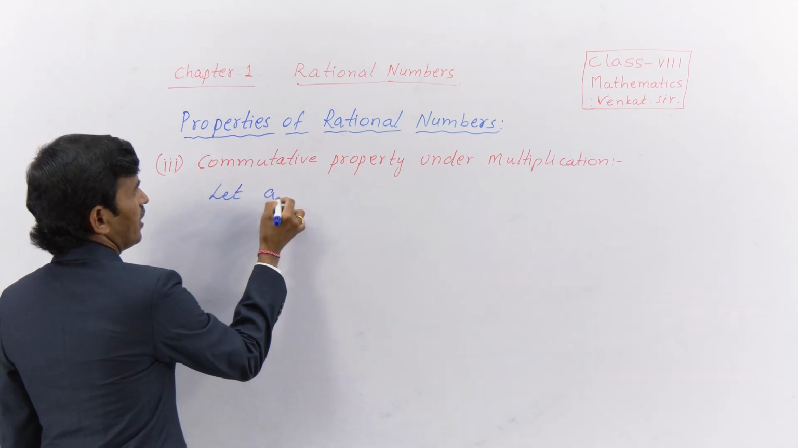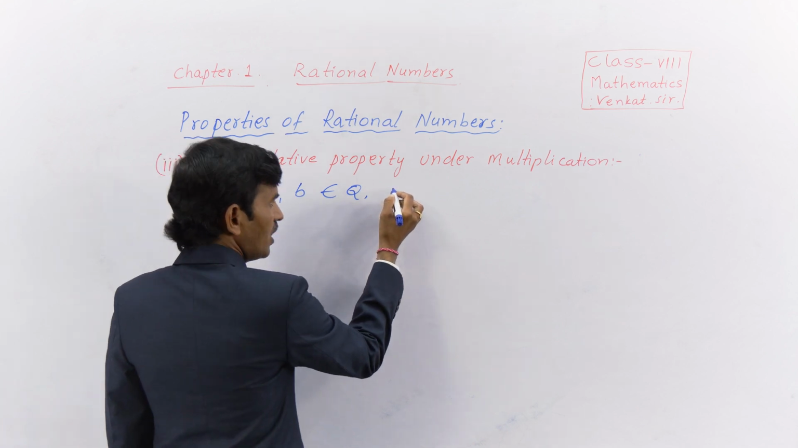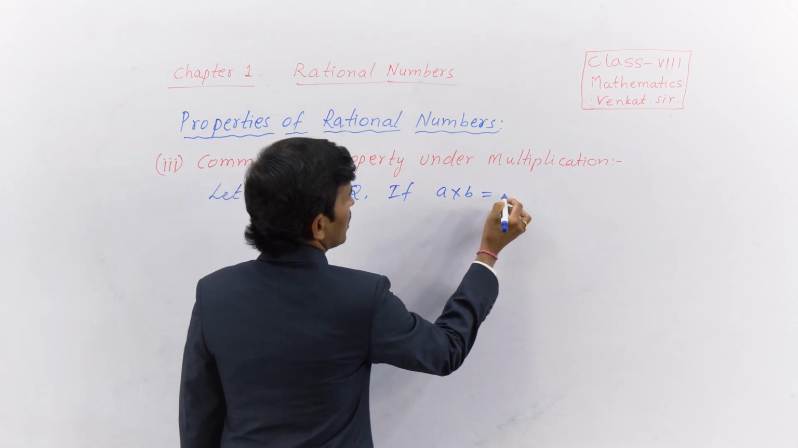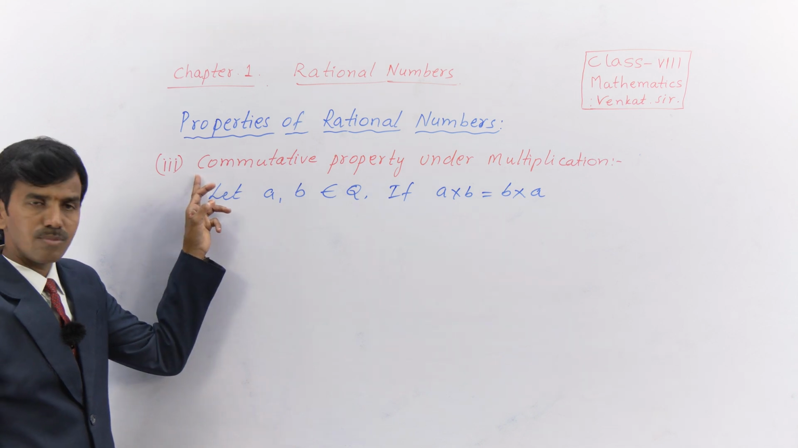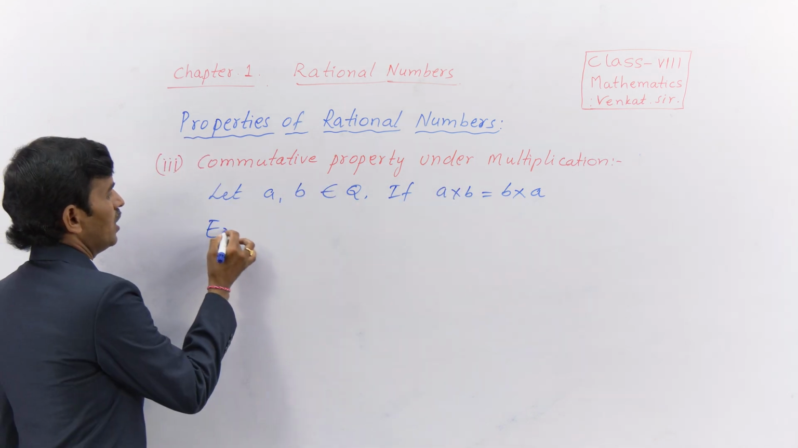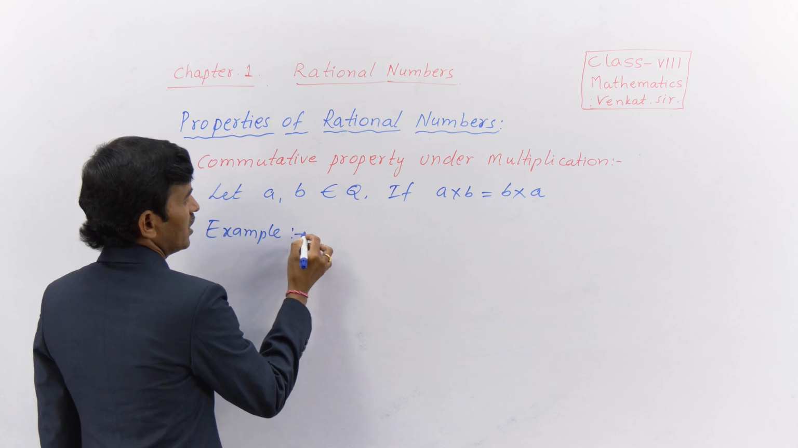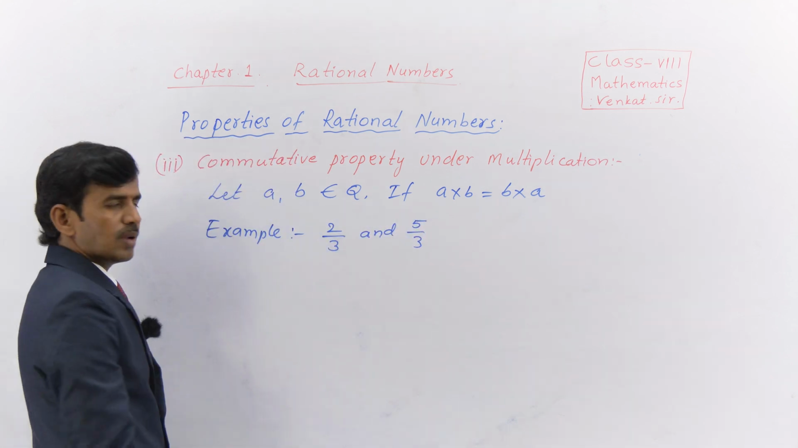Here let A, B belong to the set of rational numbers, and if A into B is equal to B into A, then the set of rationals is commutative under the operation multiplication. For example, in the place of A and B, you can consider 2 by 3 and 5 by 3. Now multiply and check it.